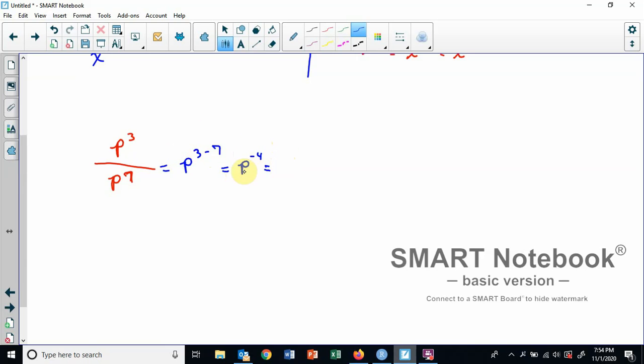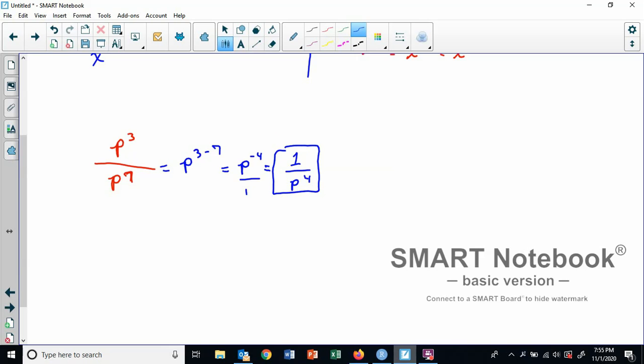Well, this is understood to be on top of the fraction, so I need to move p to the negative 4 to the bottom to make it p to the positive 4. And once again, I can't leave the top naked. No shoes, no shirt, no service. You gotta put a shirt on it. So 1 over p to the 4th.